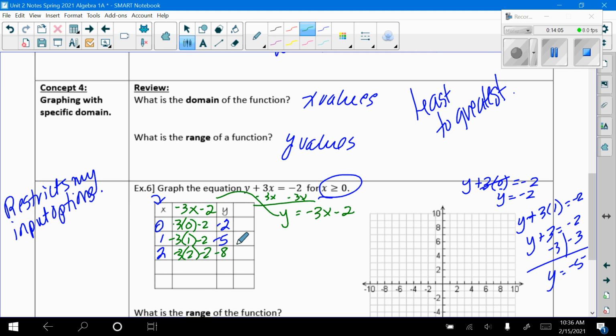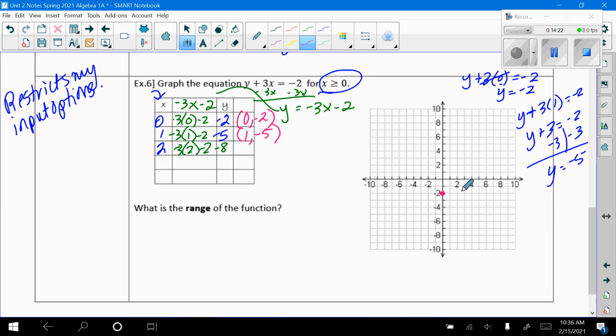So you can do it either way. Plug it in and solve. Either way, you have to solve for y. So in this case, I'm going to end up with (0, -2), (1, -5), and (2, -8). So at 2, I'm at -8. And make a pretty line.